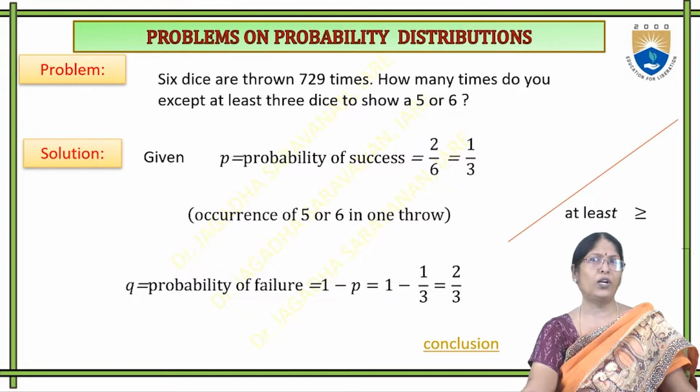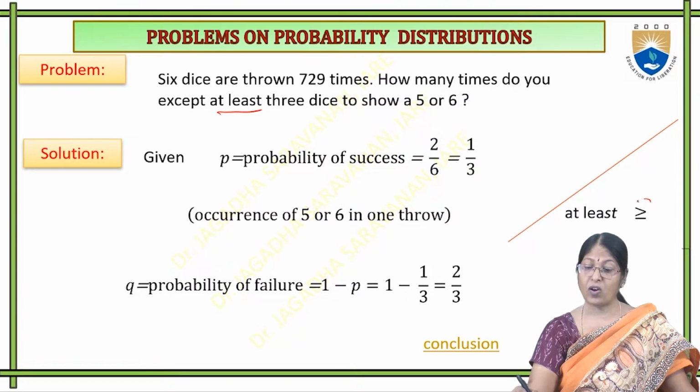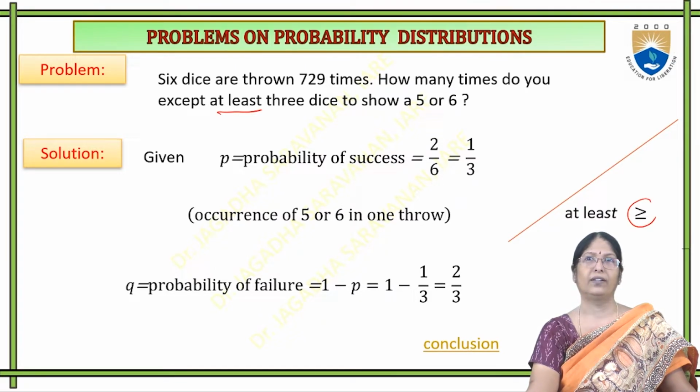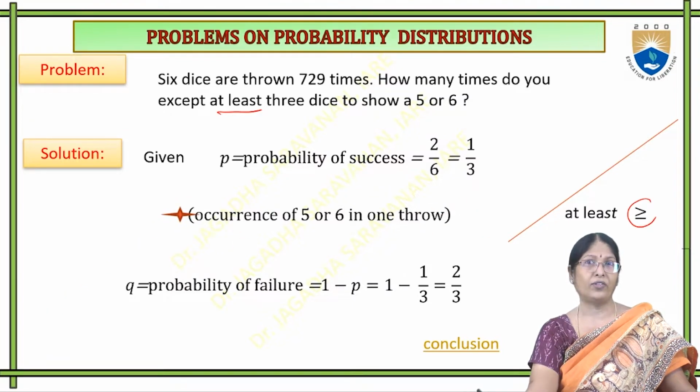So the words "at least" are mathematically greater than or equal to. At least, at most, equal: these are all mathematical notations, we must know them. "At least" is dominating in our problem, the mathematically greater than or equal to. So we can see this very clearly. This is highlighted. Our problem focuses on the occurrence of 5 or 6 in one throw.